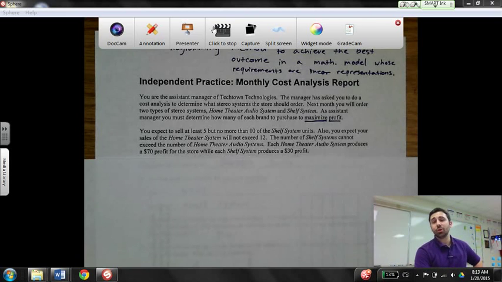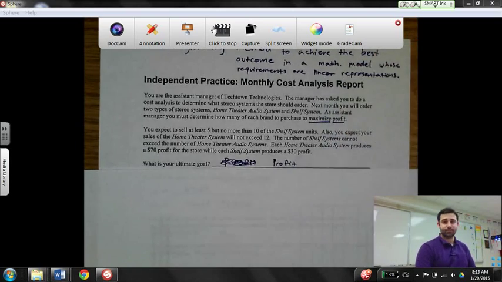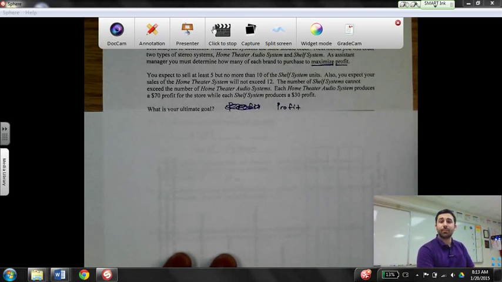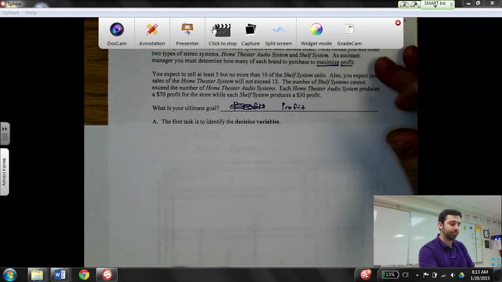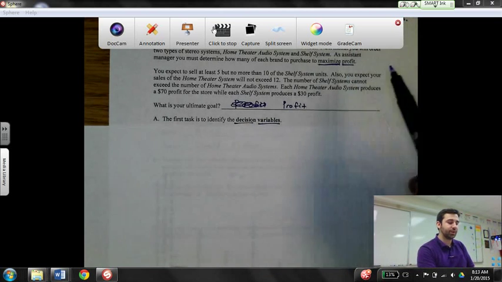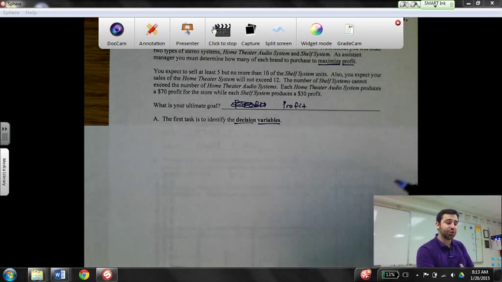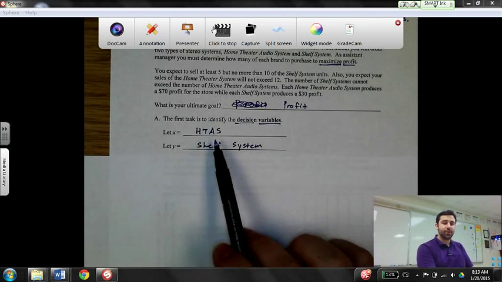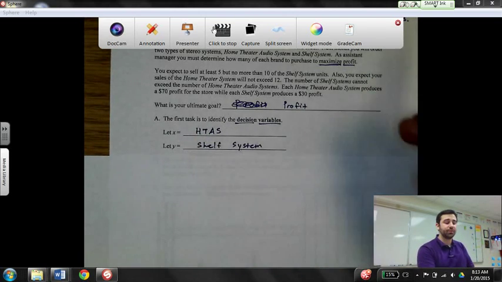First off, we want to look at our objective, and we said before it is to maximize. But what are we trying to maximize? We're trying to maximize profit. Well, in order to write a model to maximize profit, I need to identify decision variables. In this situation, the things that are changing are the amount of home theater audio systems sold and the shelf systems sold. So I'm going to represent X as the home theater audio system and Y as the shelf system.